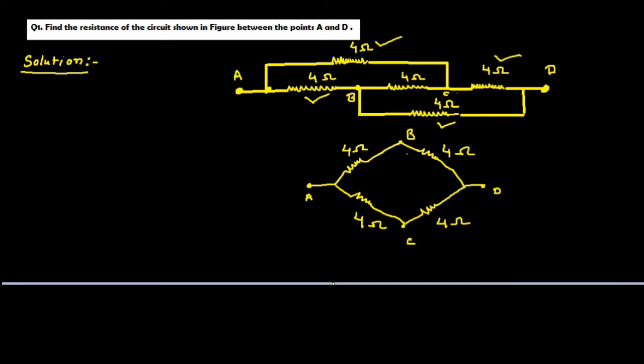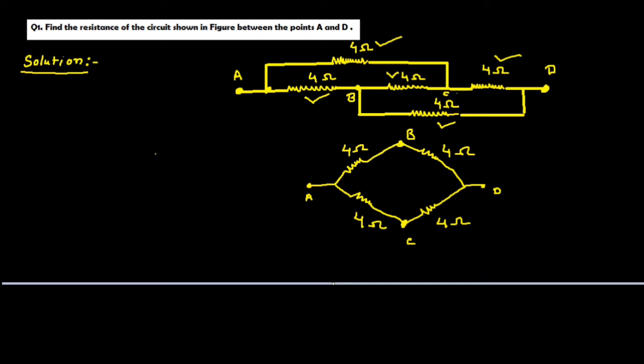And now, between this point B and C, the resistance is also 4 ohm. So clearly from this figure, we can remove this resistance. Now, the resistance across AB and the resistance across BD, they are in series. So this one and this one, they are in series.